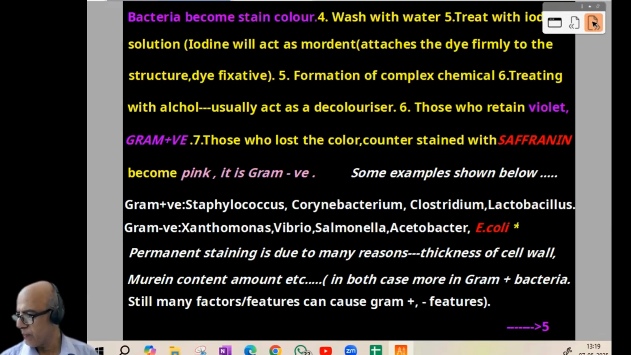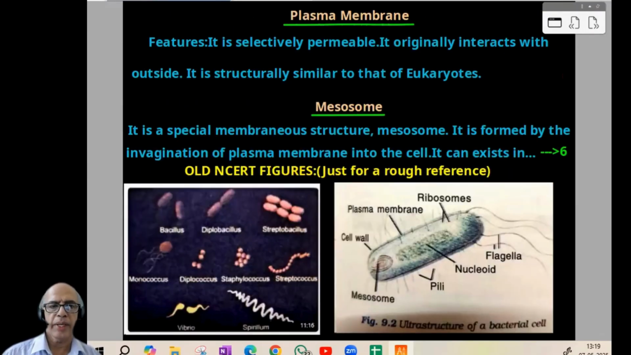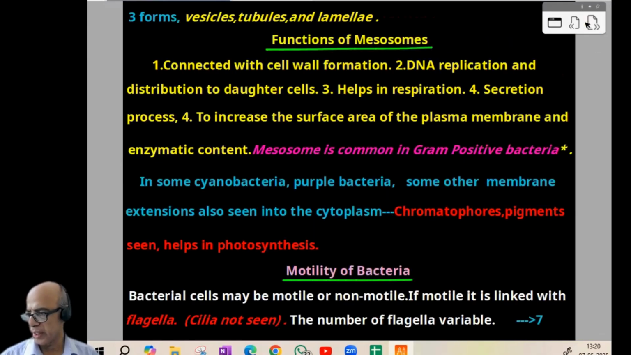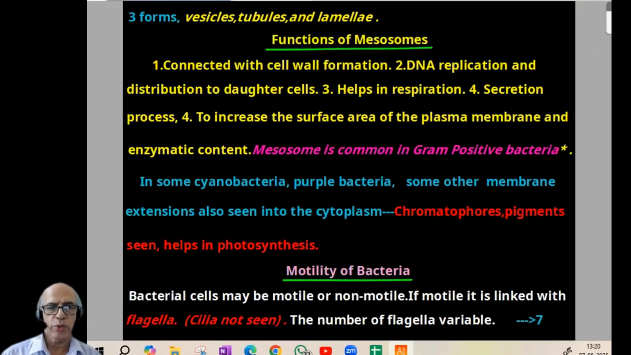Then we enter into the next area, plasma membrane. Features: selectively permeable, originally interacts with the outside, structurally similar to eukaryotes. Mesosome, a special membranous structure. Mesosome is formed by the invagination of the plasma membrane into the cell. It can exist in three forms: vesicles, tubules, and lamellae. Diagram given there, shapes as well as structure of a typical bacteria, old NCERT. Then functions of mesosome, important: connected with cell wall formation, DNA replication, distribution to daughter cells, helps in respiration and secretion processes, increases surface area of plasma membrane and enzymatic content.